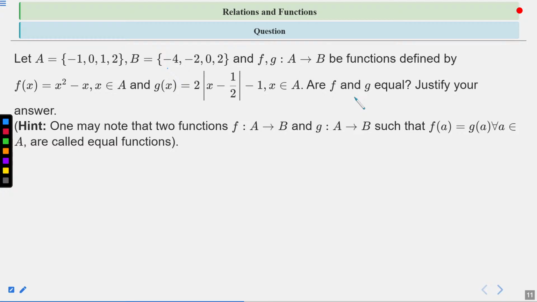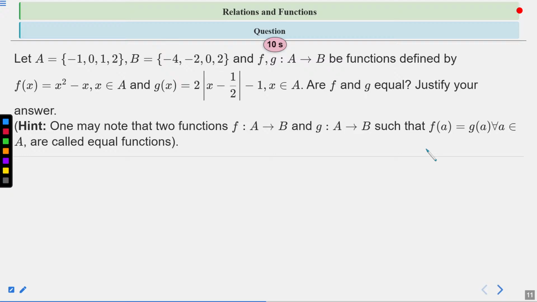One hint is that you can note that two functions f from A to B and g from A to B are called equal functions if f(a) is equal to g(a) for all a belonging to A. That is, for every a belonging to set A, f(a) must be equal to g(a). Then only will the functions f and g be equal.